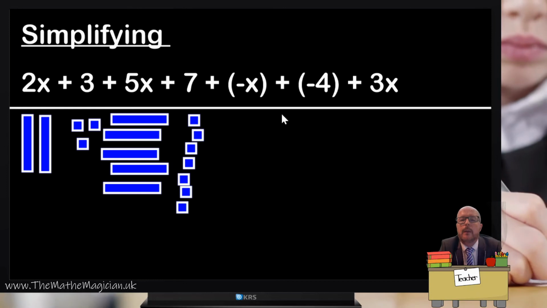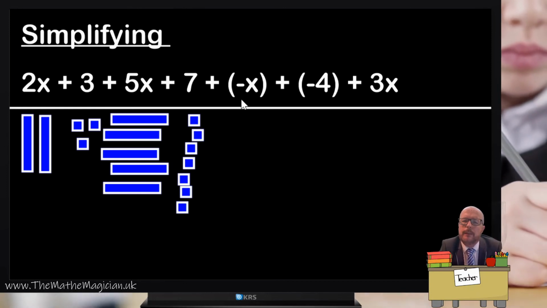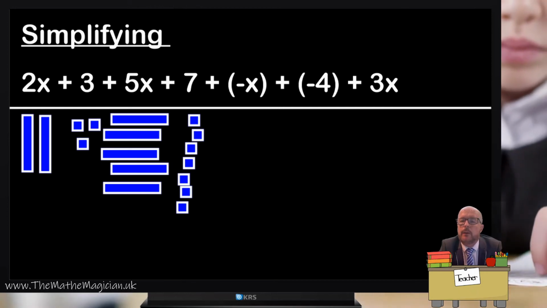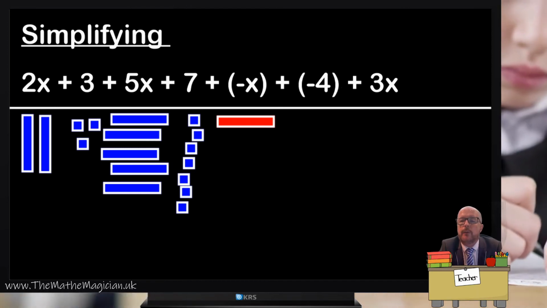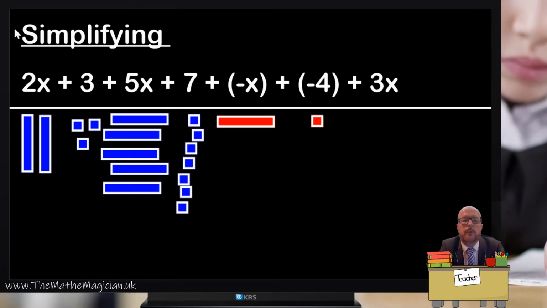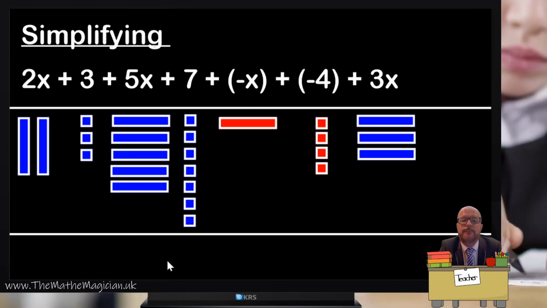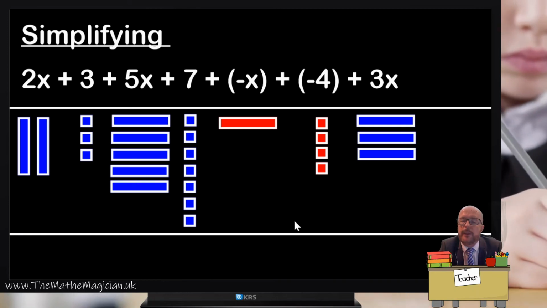Then we've got to add on a negative x. What are we going to do there? Well, we're going to bring on a red one. Negative 4, but it's not negative 4x, so we're going to bring on red 4 ones, and then we bring on 3 blue ones. As I say, it doesn't matter which way around we do them. And now we can just add up things that are the same.